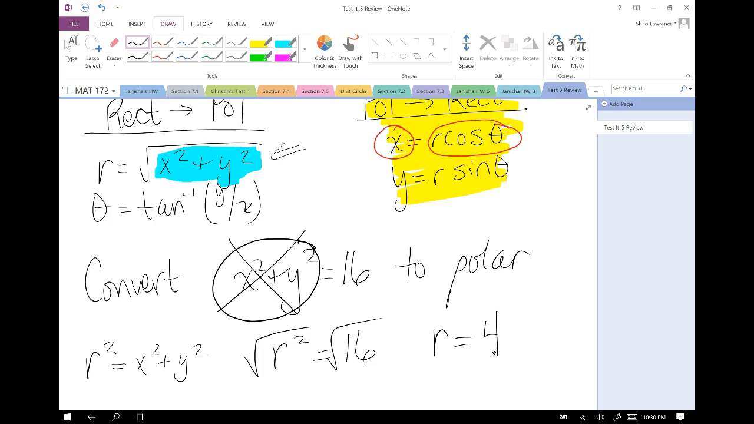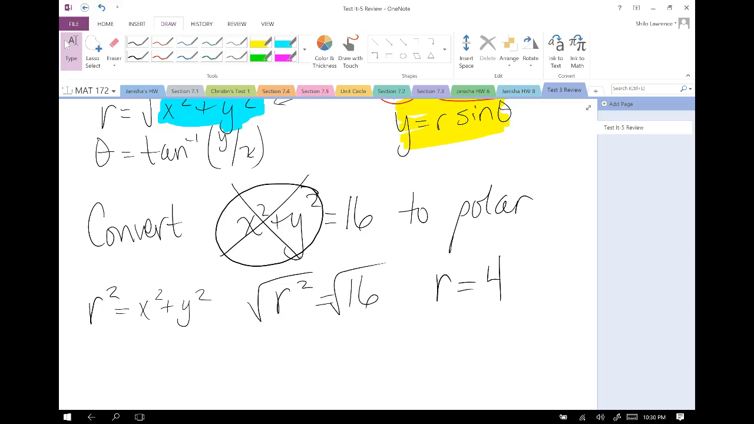R is a distance, and we don't have to consider negative distances. If we want to go in the opposite direction in polar coordinates, our theta will take us around to the other side of the graph. So we don't have to use positive equals go right, negative equals goes left. R is a distance. R tells us how far to go out from the origin. So we don't have to use plus or minus. So this is just r equals 4.